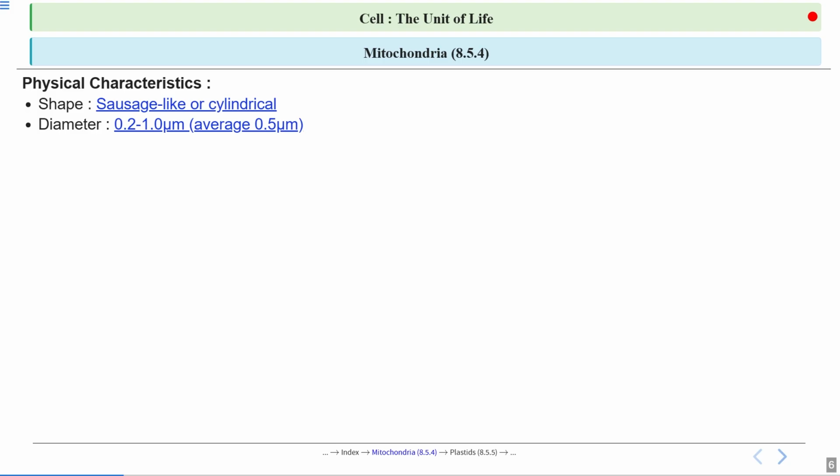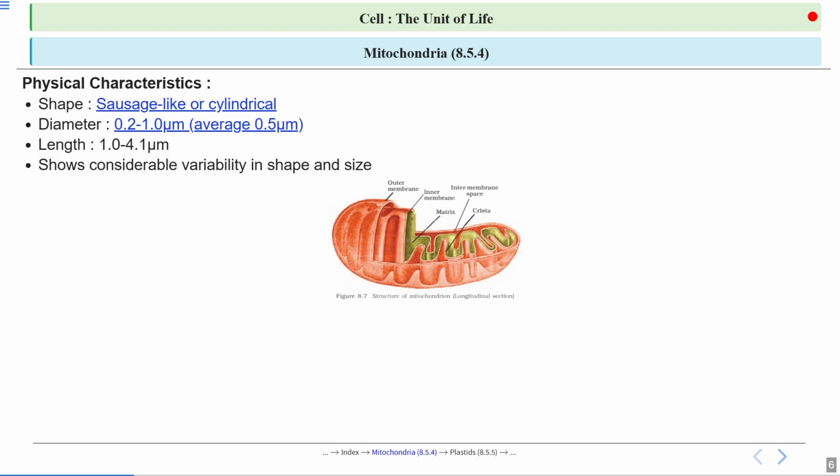Then let's talk about the diameter. The diameter is 0.2 to 1 micrometer. Micro means 10 raised to the minus 6. What is the average diameter? 0.5 micrometer. Now what is the length? 1 to 4.1 micrometer. So mitochondria, you can see, shows considerable variability in their shape as well as size.